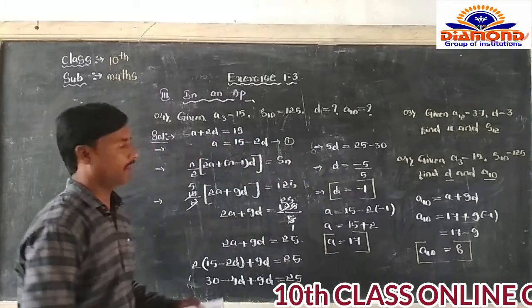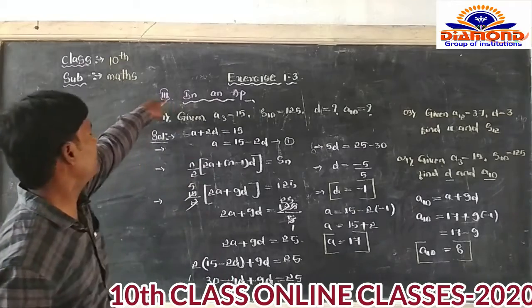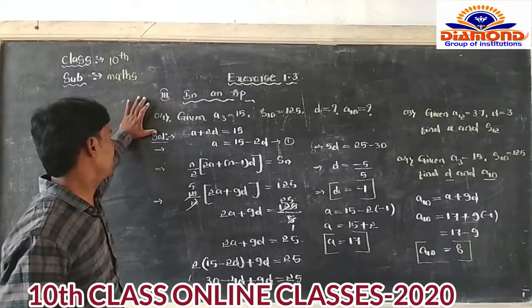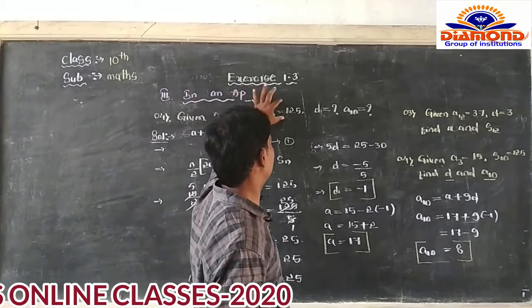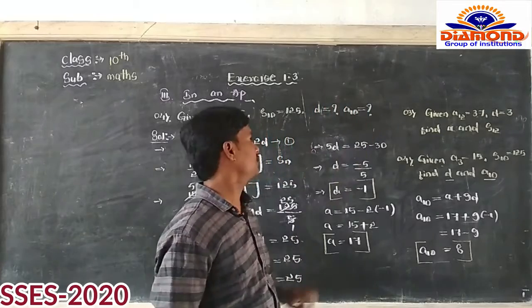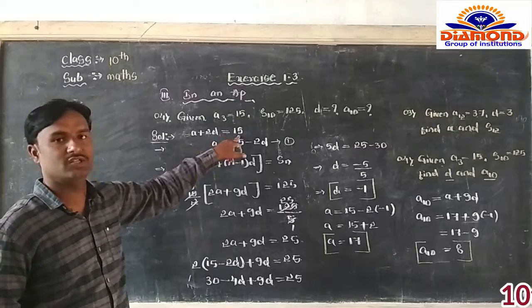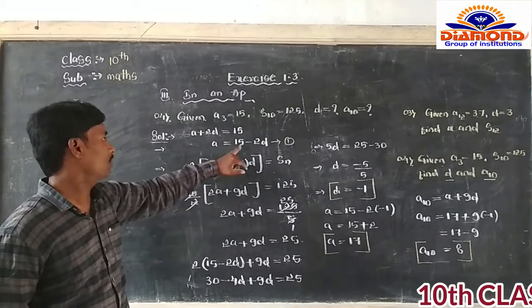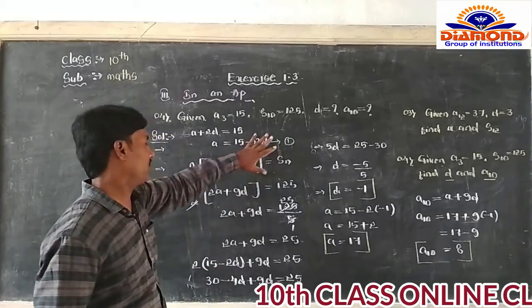So one more time I want to explain this question's solution, dear students. Third bit, fourth question. What is that? Given A3 is equal to 15, S10 is equal to 125, d is equal to question mark, and A10 is equal to question mark. So first one, a plus 2d is equal to 15. So a is equal to 15 minus 2d, and this is the first equation.